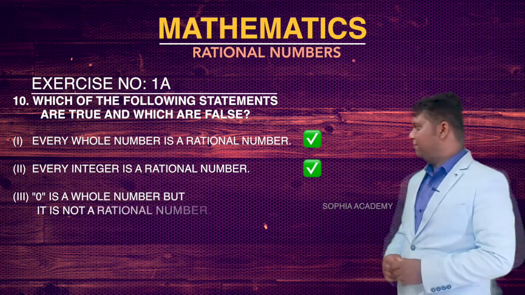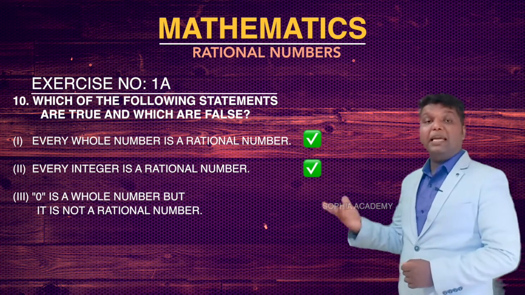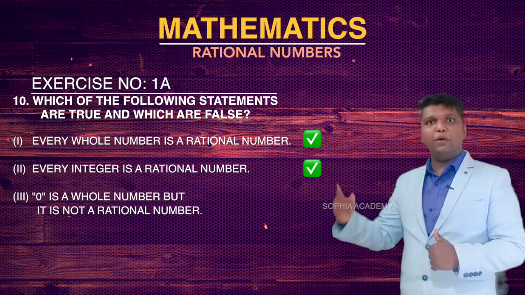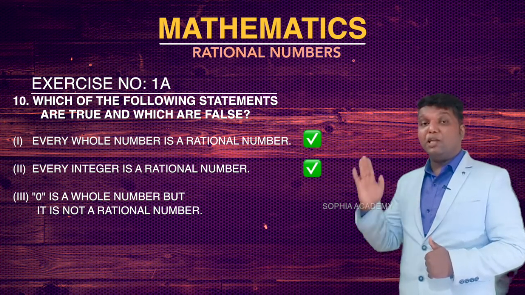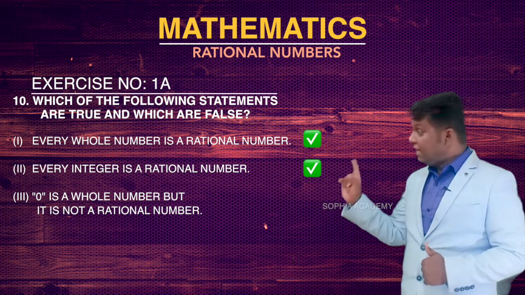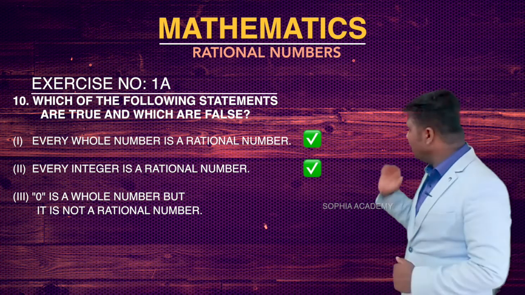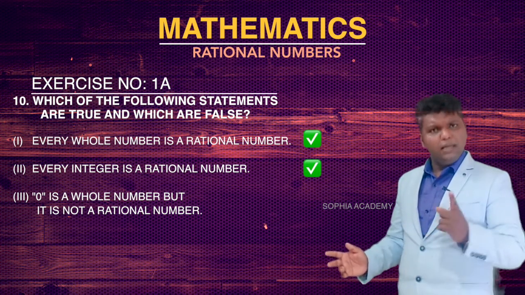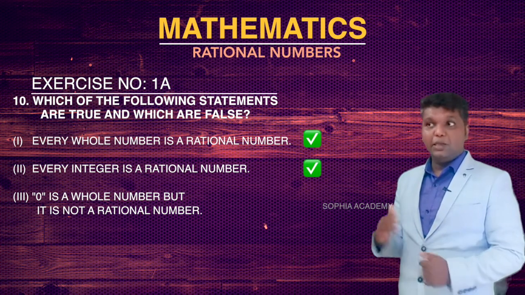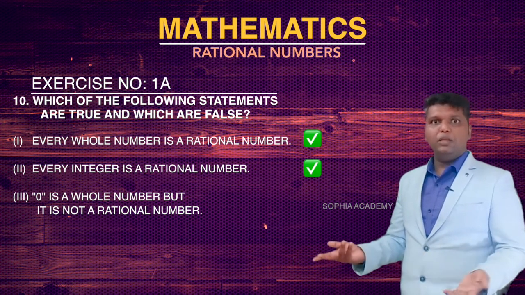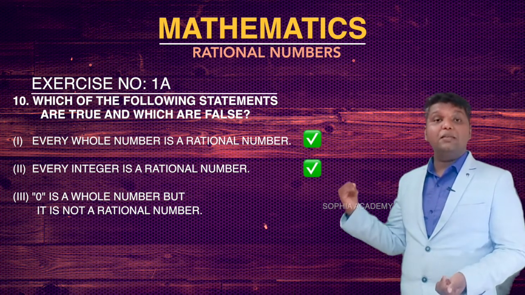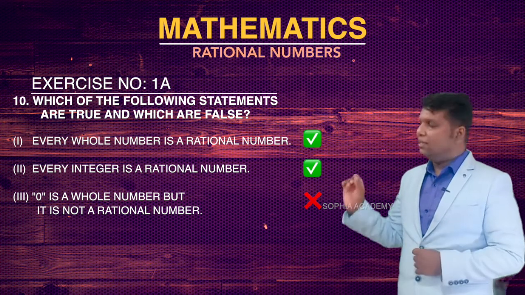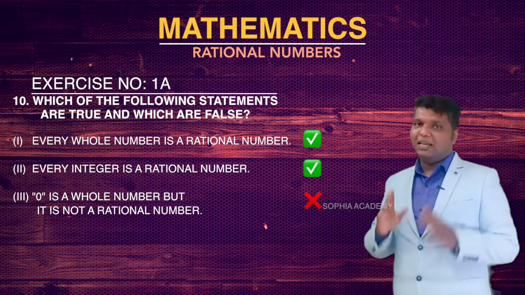Statement number 3: 0 is a whole number, but it is not a rational number. 0 is a whole number. Is that correct? Yes, it is. That's true. But it says it is not a rational number. Is 0 a rational number? Or can you express 0 as a rational number? Yes, we just discussed that. 0 can be written as 0 divided by 1. So 0 also is a rational number. So this statement is wrong because it says that 0 is not a rational number, but we know that 0 is a rational number. So this statement is false.